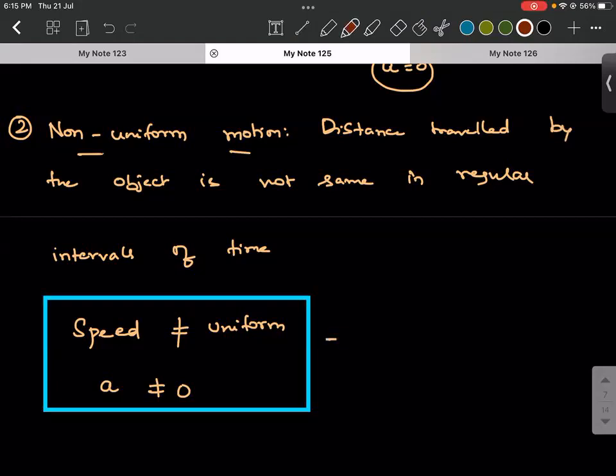So this I can call as the mathematical condition.